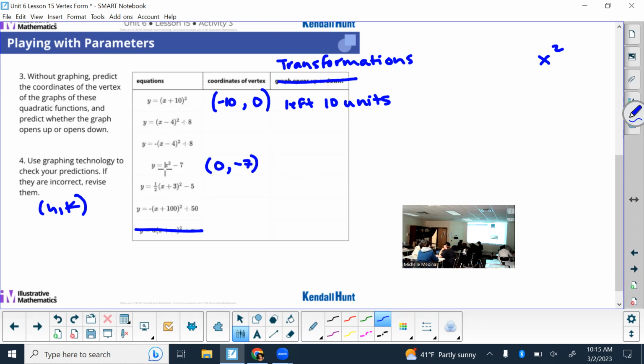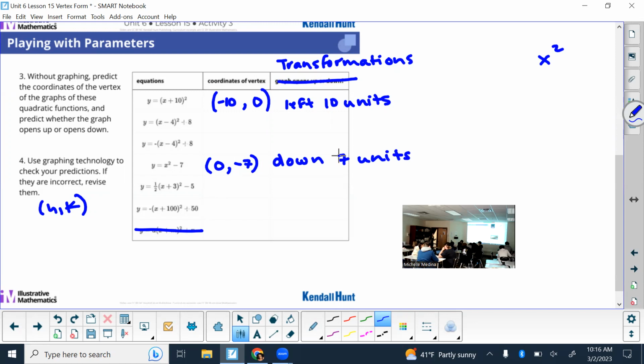So it didn't get stretched, compressed, or flipped, because A is still 1. It didn't move left or right, because H is 0, but it did move in what direction? Based on the K? Down. How many units? Down just 7, so yes, because the negative is the down part. Question?